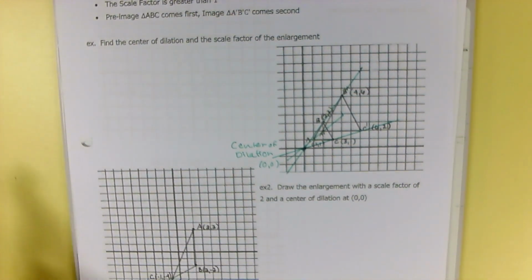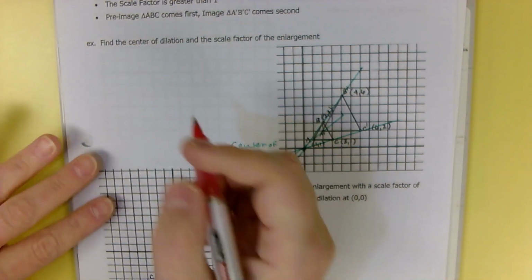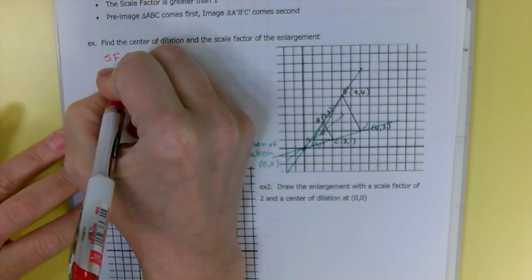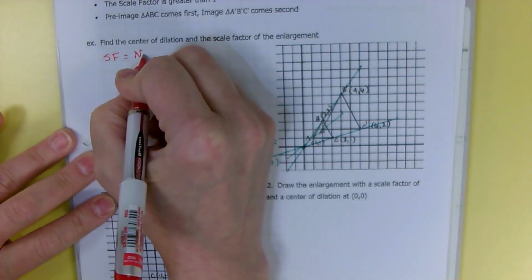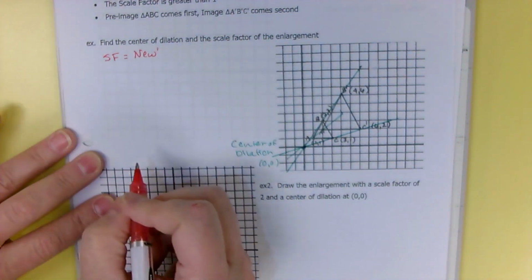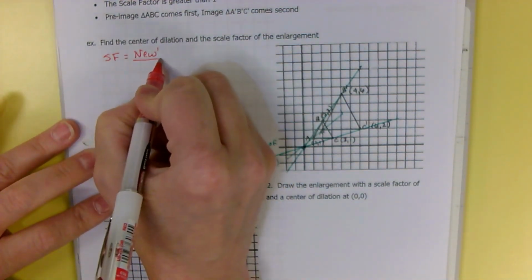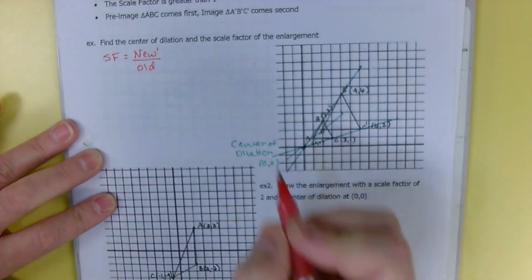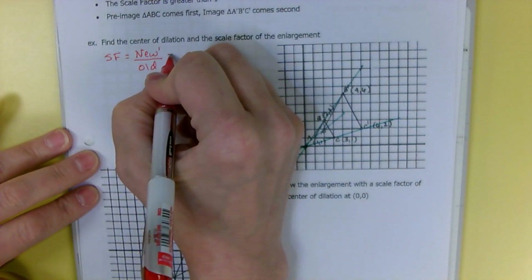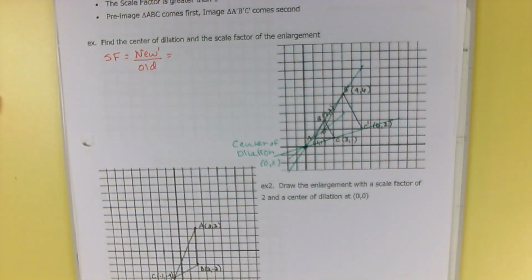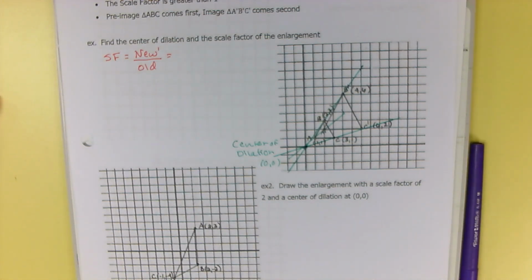Okay, so the second thing you're supposed to find is the scale factor of the enlargement. So a scale factor is equal to a new length, and I'll put a prime on that just to remind you, a new side length over an old side length. Now, the easiest way to do this is to find sides that are horizontal or vertical so you don't have to do distance formula. You can just count the spaces and you've got the length.